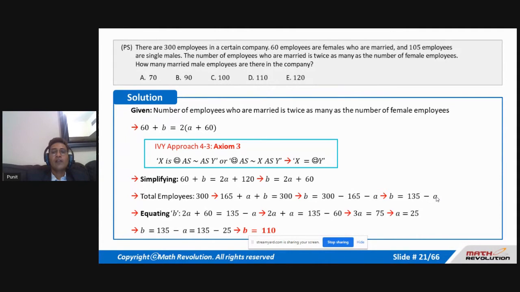Having got A equals 25, substitute that value of A into either of the equations, which is 135 minus A. 135 minus 25 gives me B equals 110.